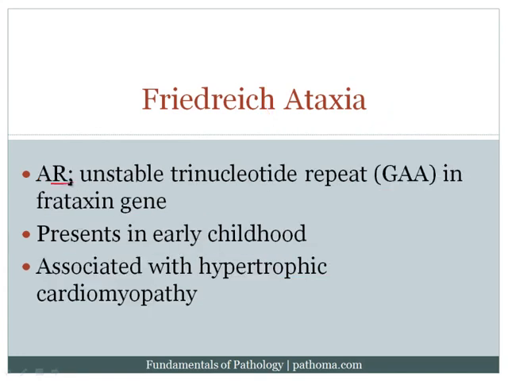Now, this is an autosomal recessive disorder characterized by an unstable trinucleotide repeat in the frataxin gene. High yield to note that the frataxin gene is essential for mitochondrial iron regulation, and of course if you cannot regulate iron properly, you increase the risk of developing free radicals via the Fenton reaction, and so again here you would also get free radical damage to the neurons. Now this presents in early childhood, and another high yield association is that these patients can have hypertrophic cardiomyopathy. Examiners like to go after that as well. And that concludes our discussion of spinal cord lesions.